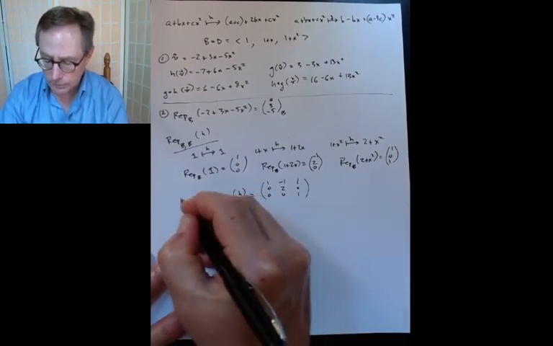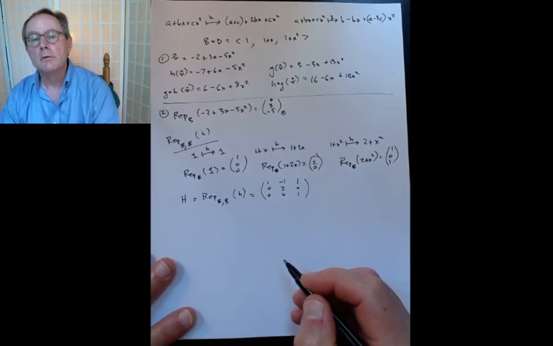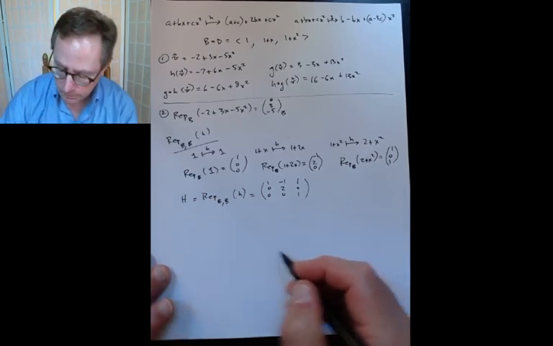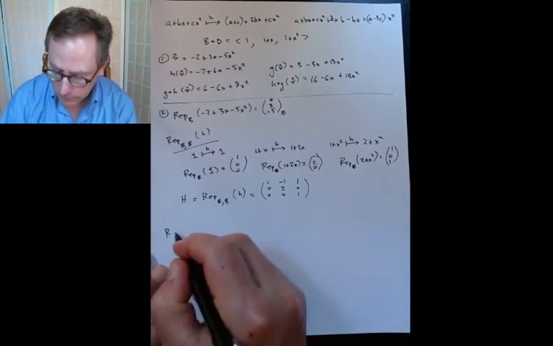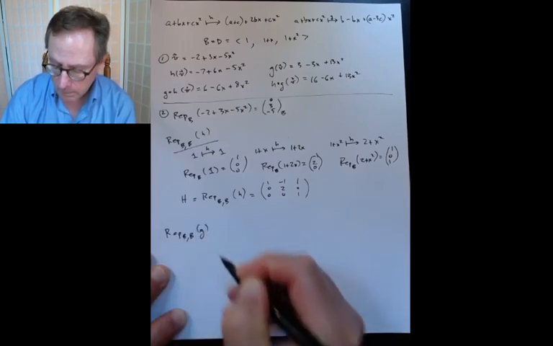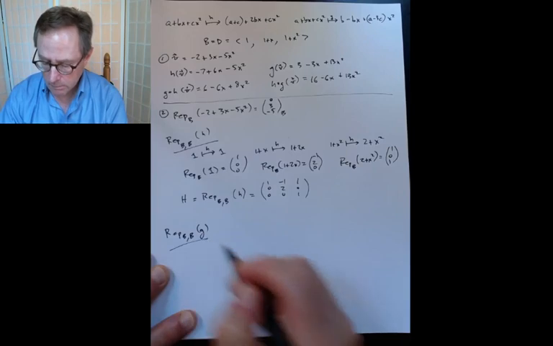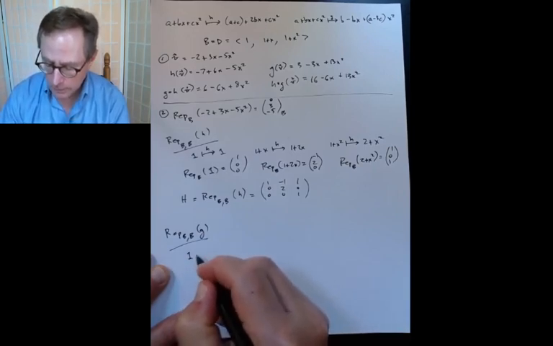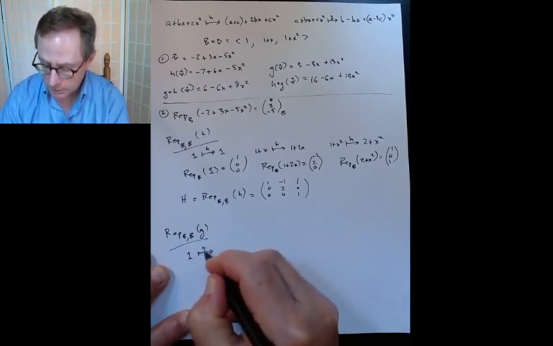And it's natural to call that capital H. And last, the representation, same deal, only for g. So you see where the basis elements go under g.